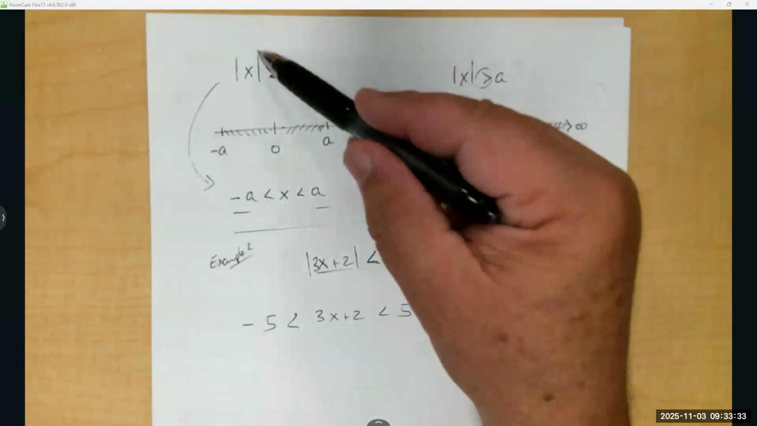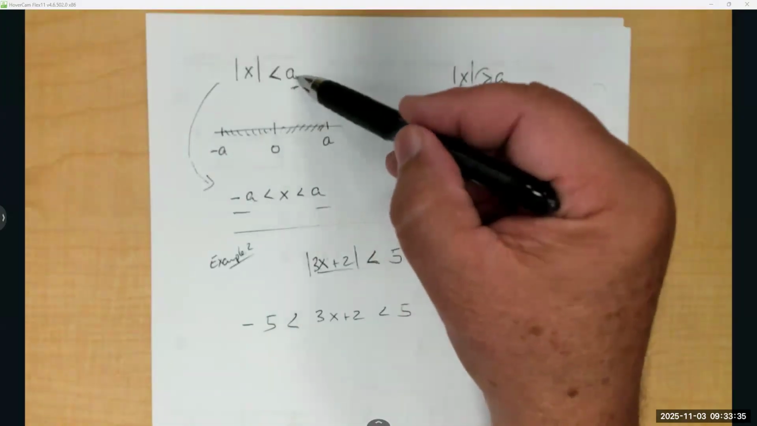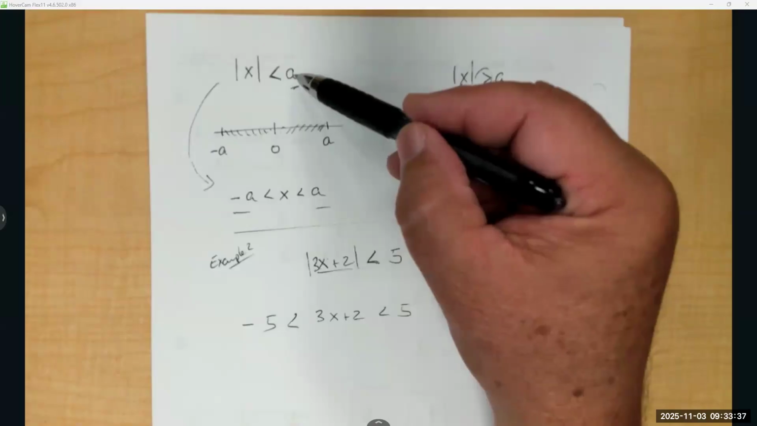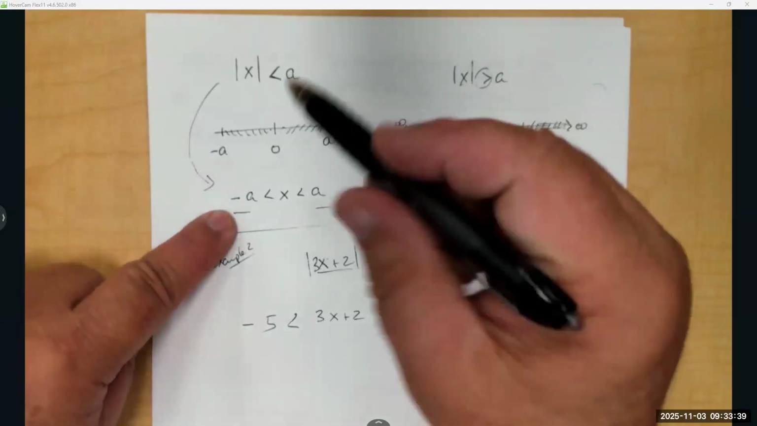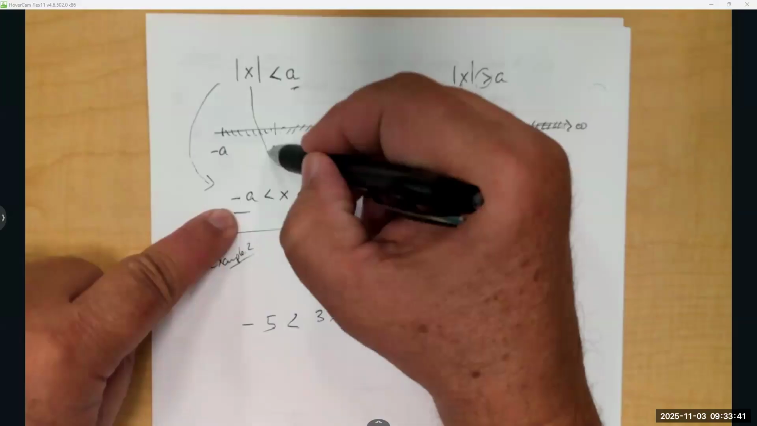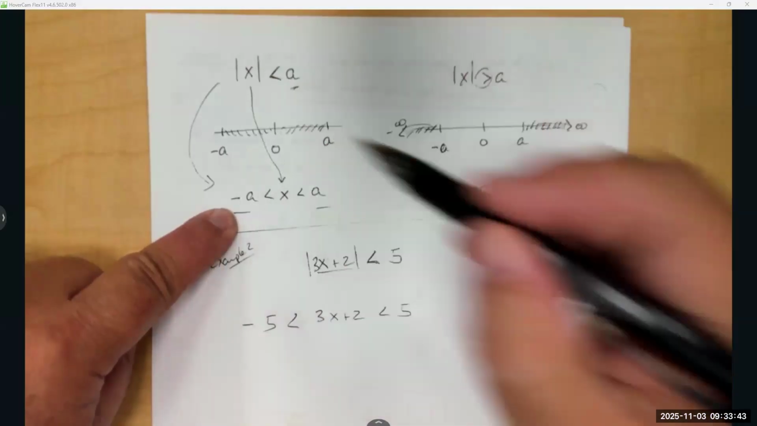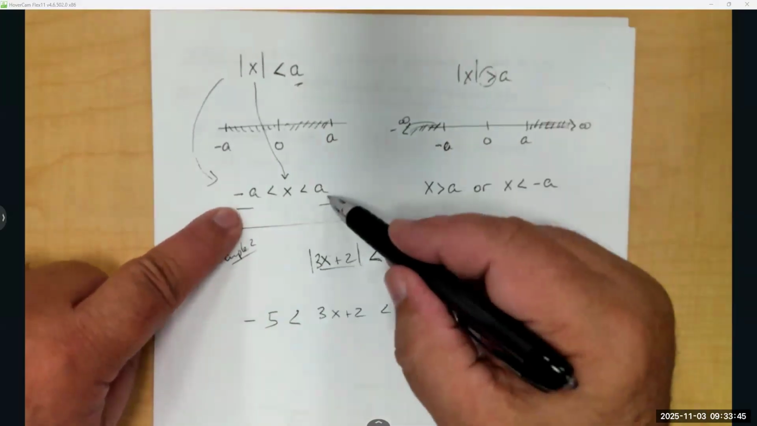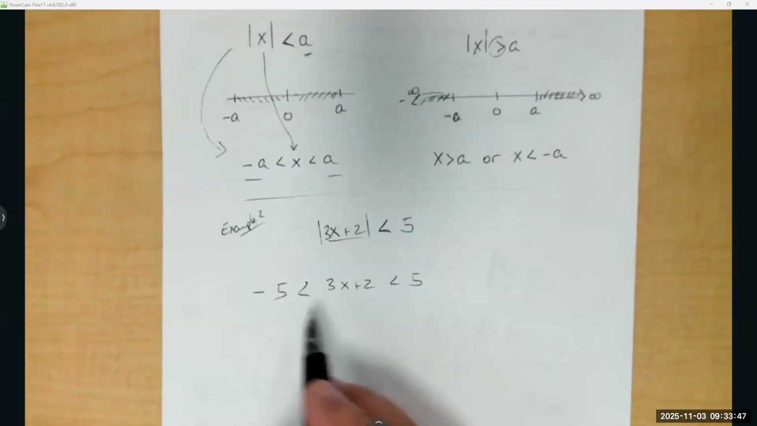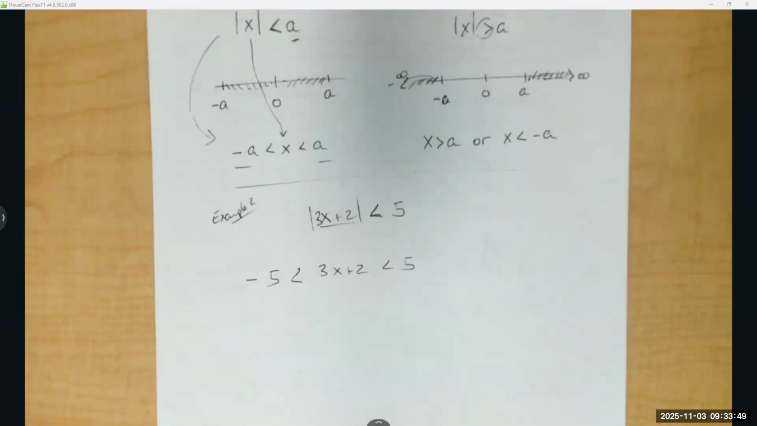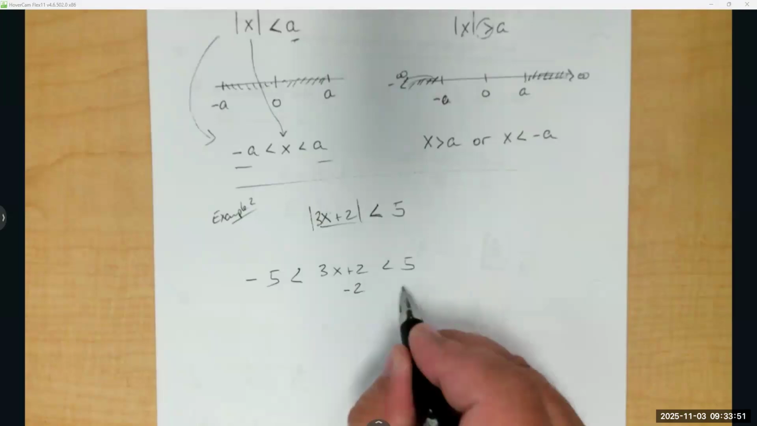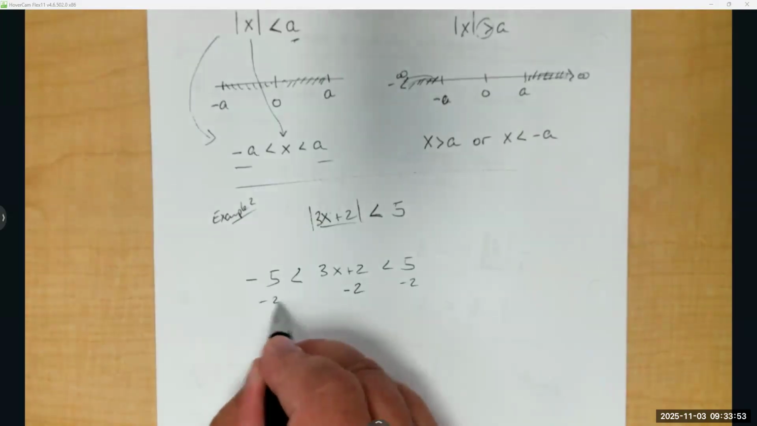Okay. When you have an absolute value is less than a number, then whatever's inside the absolute value will go in the middle. And the number will go on both sides. Now we solve for this one. Get rid of the 2 first. So subtract 2 everywhere.